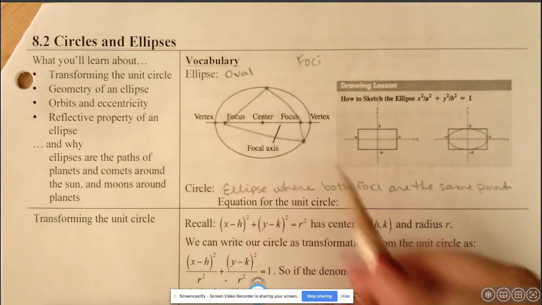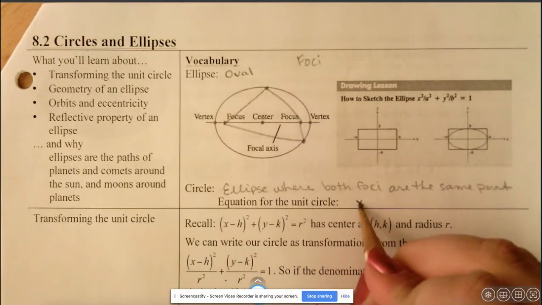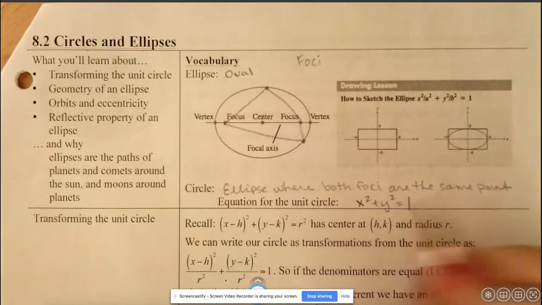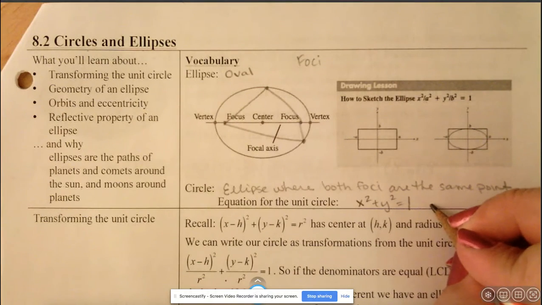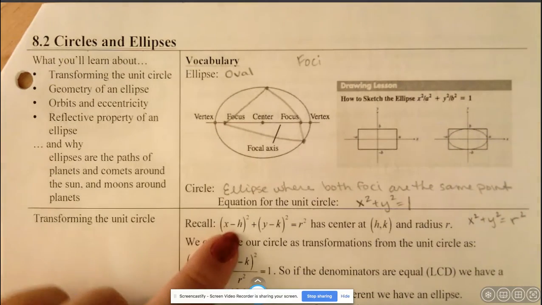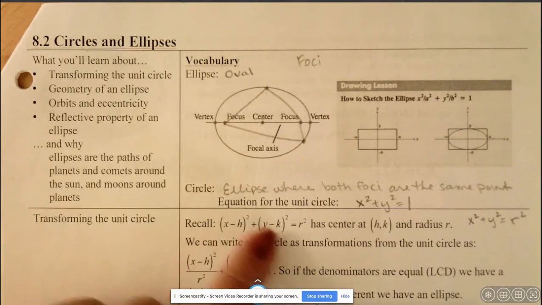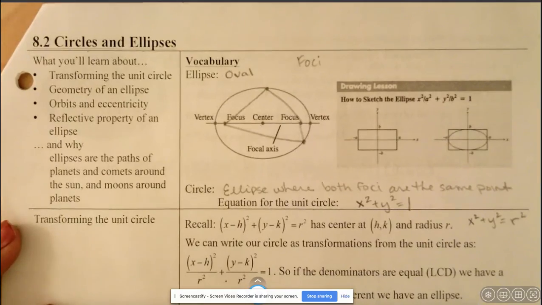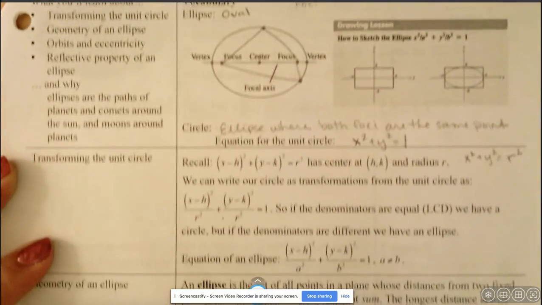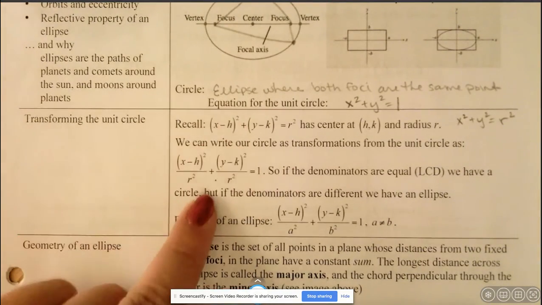Okay, so if you can recall, the equation for the unit circle we said was x squared plus y squared equals 1. And for any circle with a radius r, we said was x squared plus y squared equals r squared. And then we could translate that circle. If I subtract a value from x or subtract a value from y, that represents a horizontal or vertical translation. Okay, so what we can do is take that equation, divide everything by r squared, and we end up with this form.